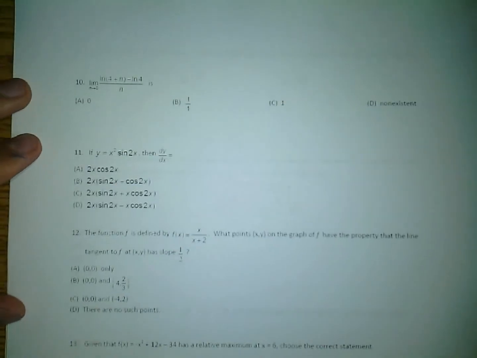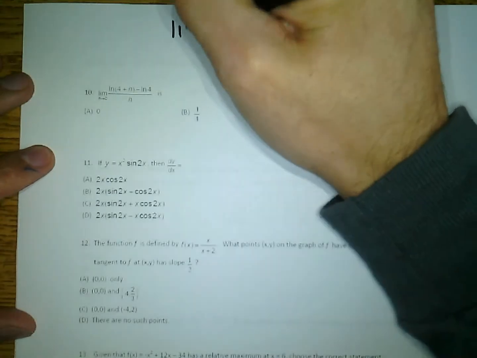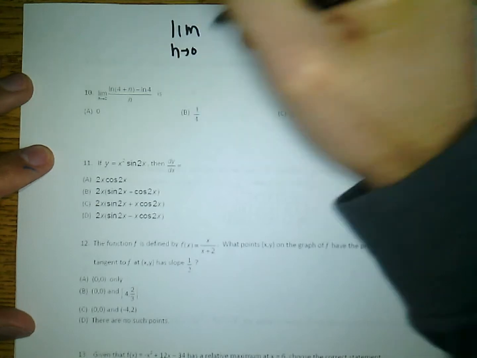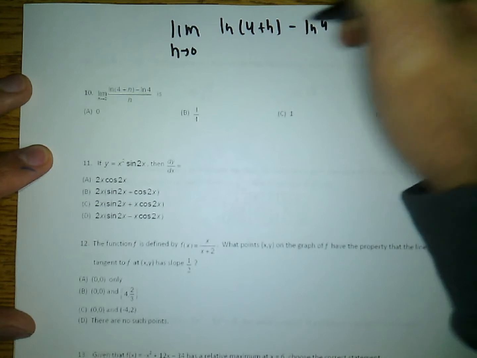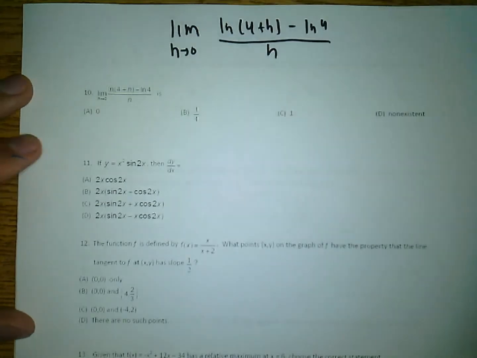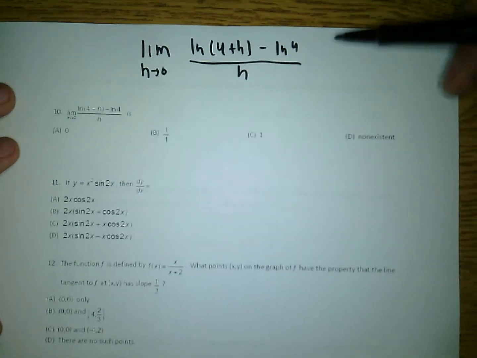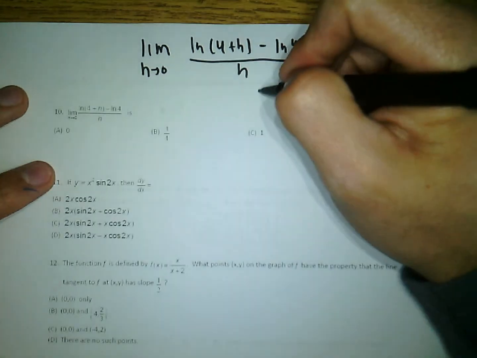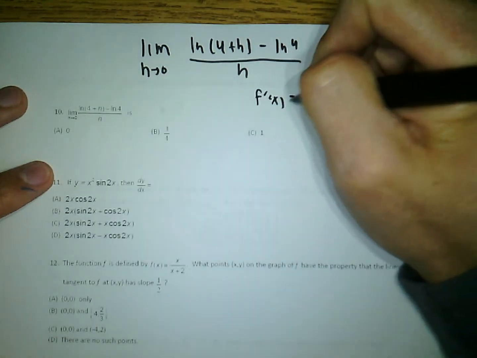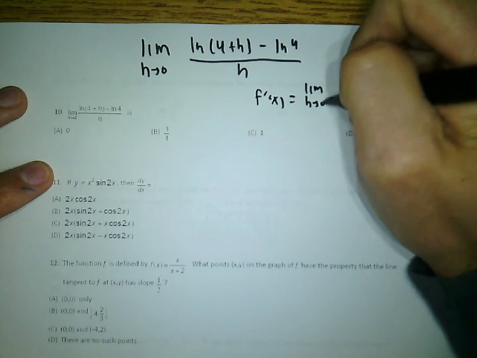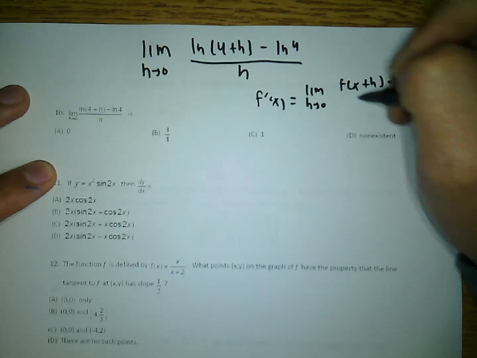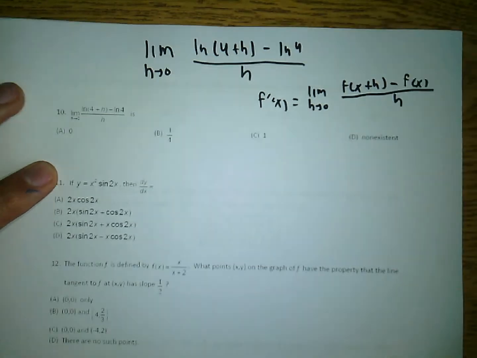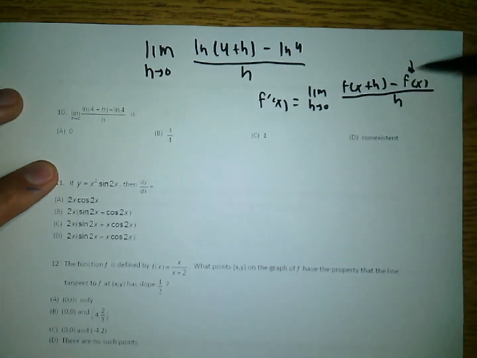Question 10. Okay, so it's hard to read, but I'm going to go ahead and rewrite it. It says the limit as h approaches 0 of the natural log of 4 plus h minus ln 4 over h. Okay, first of all, right away you should recognize this. This looks like f prime of x is equal to the limit as h approaches 0 of f of x plus h minus f of x divided by h, which means this is the derivative. This is the derivative of this function.